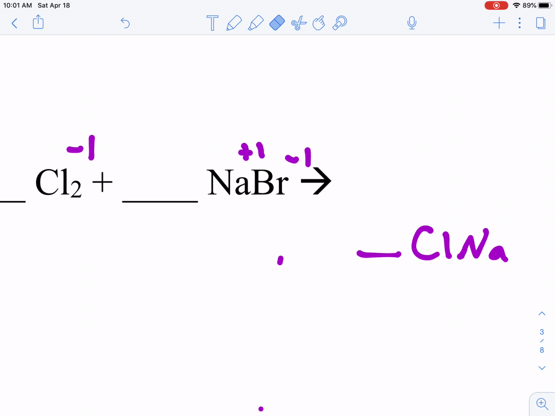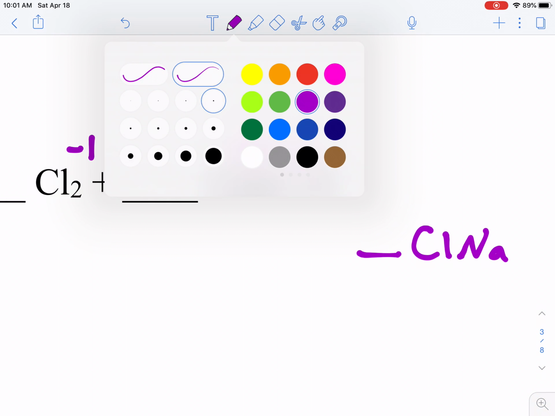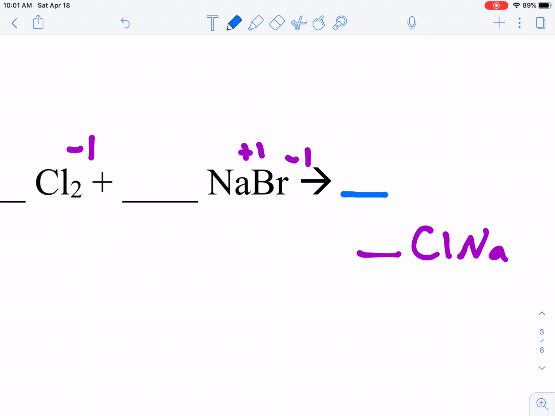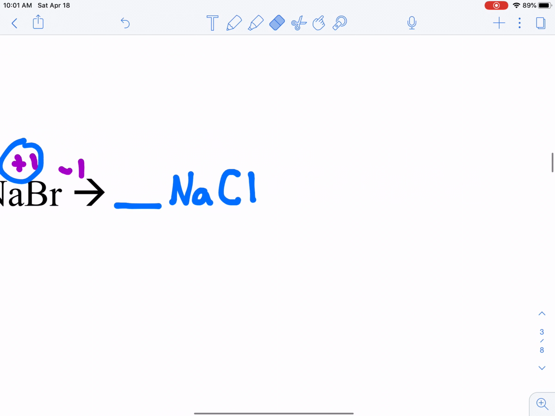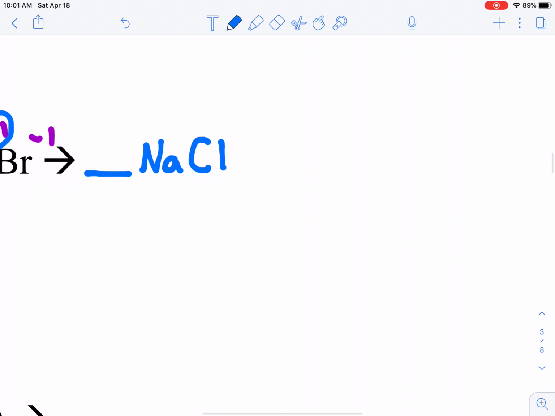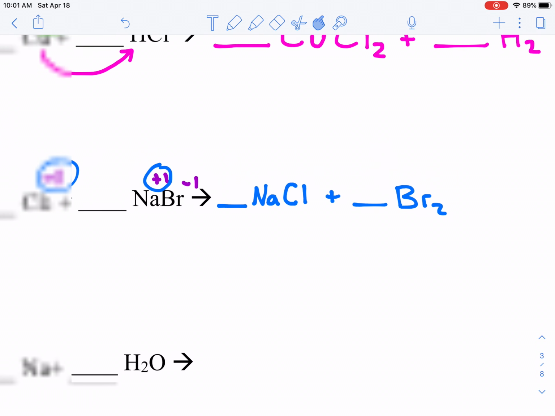Let's get rid of that option. We're also going to get rid of this ClNa option because it's written backwards, right? You always want to have your cation written first. So really, when these two come together, we want to have Na end up with Cl. They do that in a 1-to-1 ratio because you have a +1 and you have a -1. And then what's left when you do that? Well, what's left is the bromine that got kind of kicked to the curb. And so we're also going to have bromine. And you'll notice I'm leaving space to balance here. But bromine is one of those diatomics, so it's really Br2.